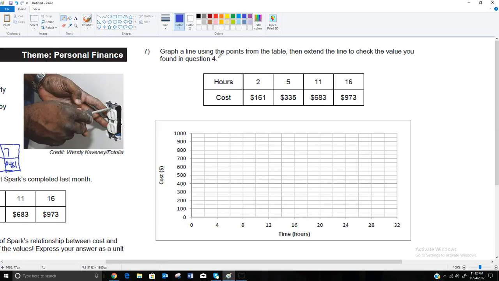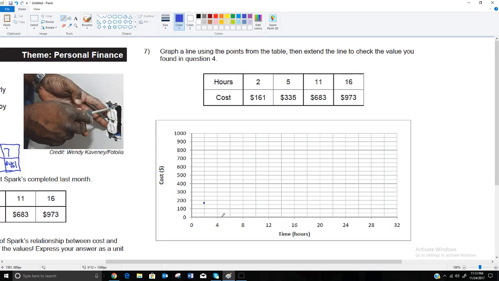So now we're supposed to graph a line using the points from the table. I could put as many points in there as I want, but I don't need to put all the points on the table. I can put a few points and then make a line through them, and it should hit the other points. So I'm going to go ahead and do the ones that are here. So 2 would be 161. In this case, it looks like they're going by 50s here. 50, 100, 150, 200, 250, 300. So 2, 161, this would be 2, 150, and then this would be a little bit above, but not halfway to 200.